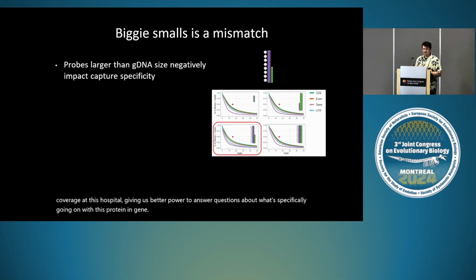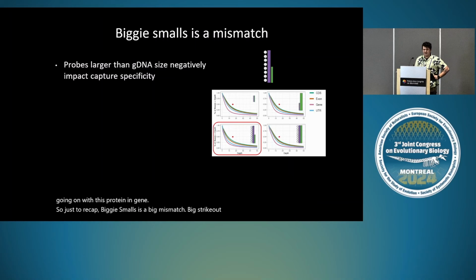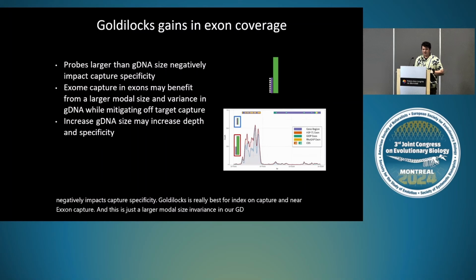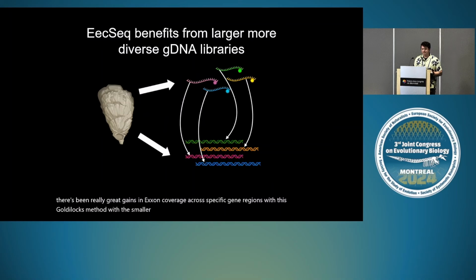So just to recap, Biggie Smalls is a big mismatch, big strikeout. Probes larger than gDNA size negatively impact capture specificity. Goldilocks is really best for in-exon capture and near-exon capture, and this is just a larger modal size invariance in our gDNA libraries, and there have been really great gains in exon coverage across specific gene regions with this Goldilocks method with the smaller probes and larger gDNA. So really, EEC can benefit as a method from larger and more diverse gDNA libraries, so Goldilocks is the way forward.